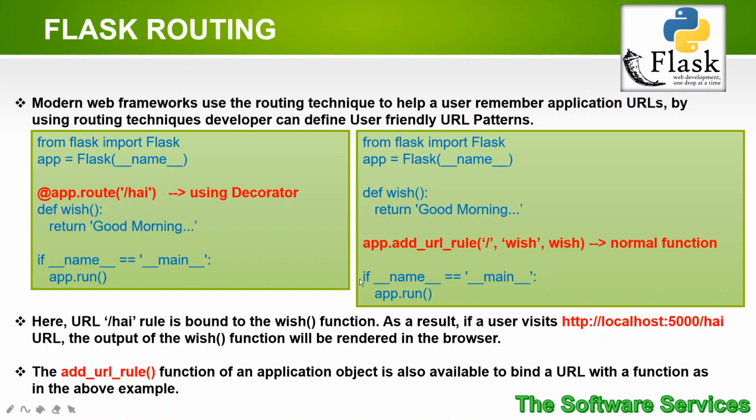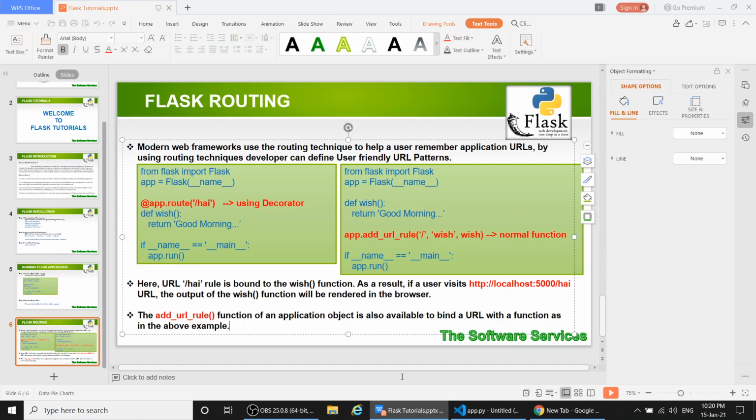What it will do is execute the wish function, right? So here it is the name of the function, and this is a normal function. Okay friends, so let me show it to you practically now. Let me jump into the VS Code.